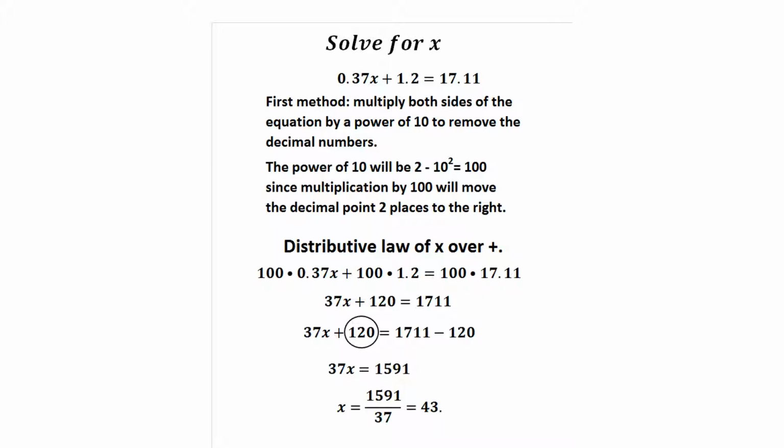And the same with the 1711. Now, circle the 120, move it to the other side, it's minus 120. 1711 minus 120 is 1591. Divide 37 into 1591, and it goes in evenly, you get 43.